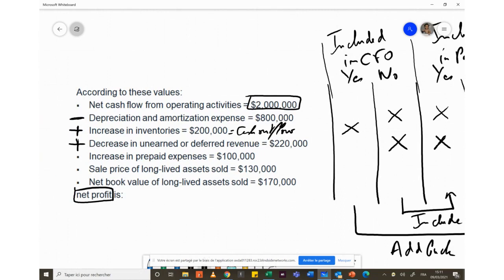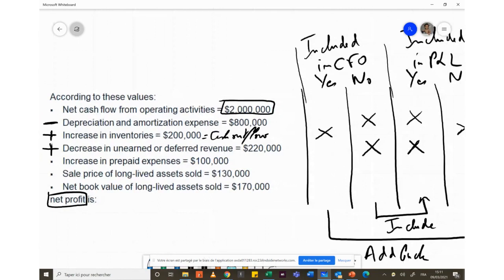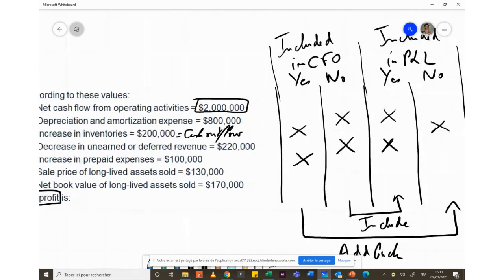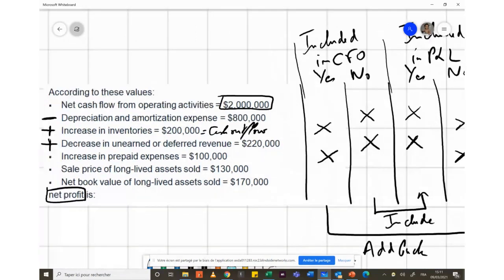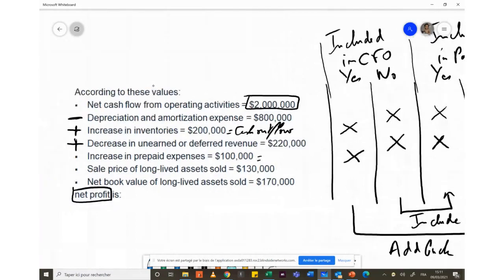Increase in prepaid expenses. It means you pay for some services you will use later. So yes, it is included in the operating cash flow, but no, it is not already included in the P&L. So we need to exclude this one. And this one is a cash outflow. You pay for the insurance, for instance. So you eliminate the decrease in cash outflow. So it's the reverse. It was minus, so now it's plus.